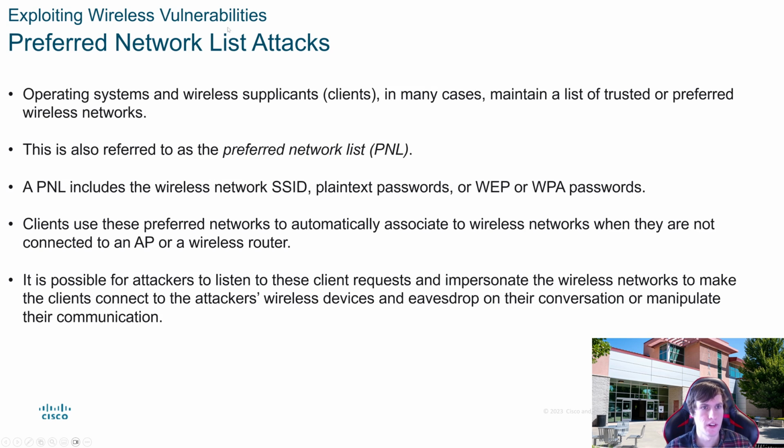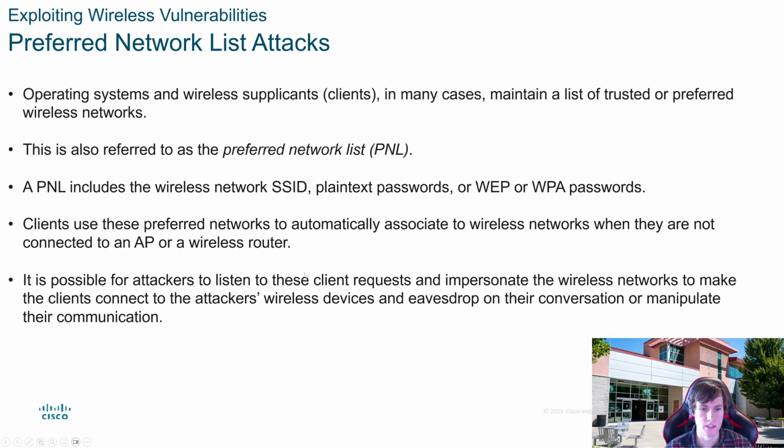So preferred network list attacks, you probably see this all the time when you walk into your home. Your phone is already authenticated, you're on your Wi-Fi, right? So most operating systems and wireless supplicant clients, like your phone or your laptop or even your desktop if it's wirelessly connected, maintain a list of trusted or preferred networks. The list is called the PNL, or the preferred network list. A PNL includes the SSID and a plain text password, or the actual WEP or WPA passwords. So clients use these preferred networks to automatically connect. Like I said, you walk into your house, there you go.